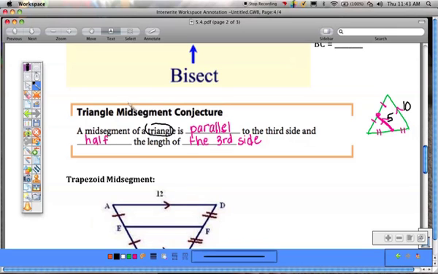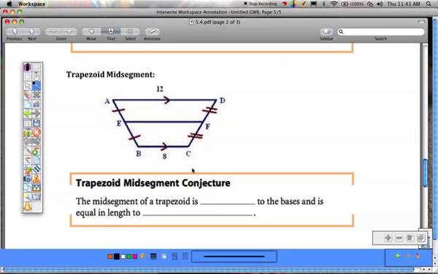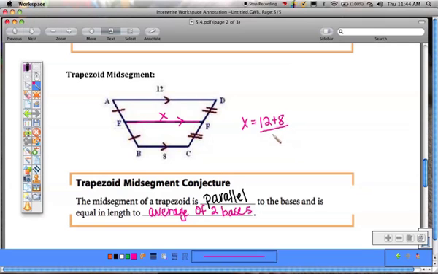We can look at the midsegment of a trapezoid. So that was a triangle. Here's a trapezoid. This conjecture says the midsegment of a trapezoid is parallel to the bases, and is equal in length to the average of the two bases. Let's say we wanted this midsegment, the length right here. I'm going to call that x. To solve, it's the average of the two bases. To find average, remember you add up the numbers, divide by how many there are. So we would do 12 plus 8 and divide that in half. That would give us 20 divided by 2. So the average of those two bases is 10. So the midsegment is 10.